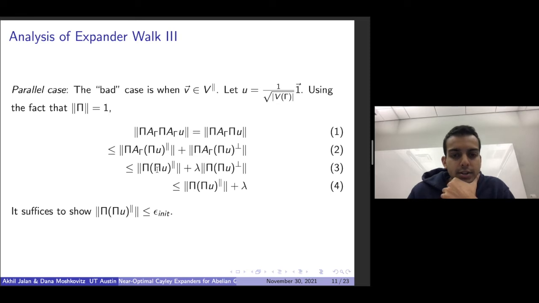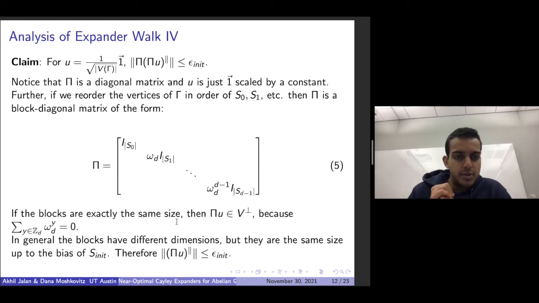Then what we do is just bound this whole quantity by 1, just because pi has matrix norm 1, and this is a unit vector. And now we want to analyze this leftover term. And we want to show that this is at most epsilon initial. So why is that? So here's the intuition.